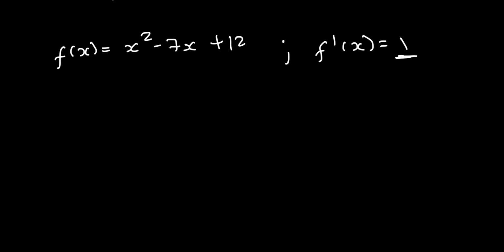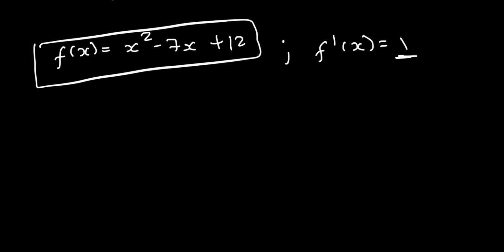The first thing that we'll do, we will have to find the first derivative of the equation. After finding the first derivative, we already know that the gradient is 1. So we'll set that first derivative equal to 1, because this is given: the gradient is equal to 1, and the gradient is the first derivative.